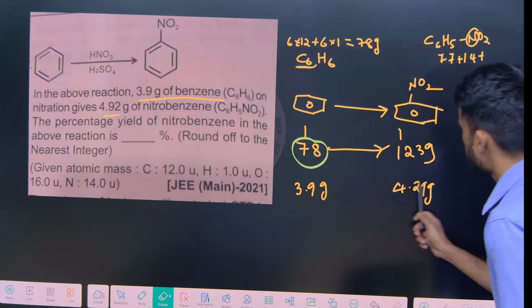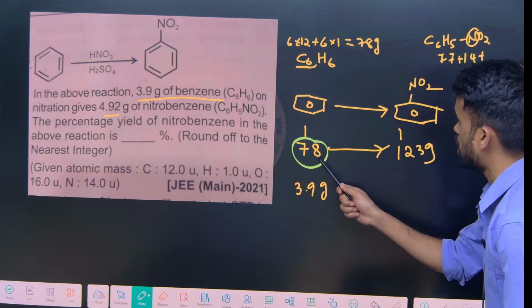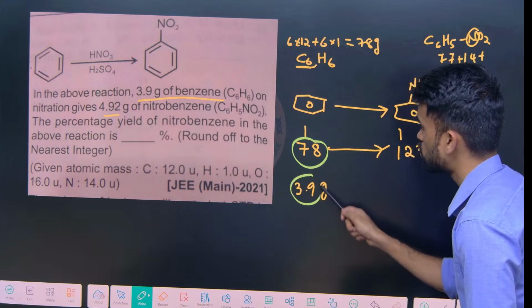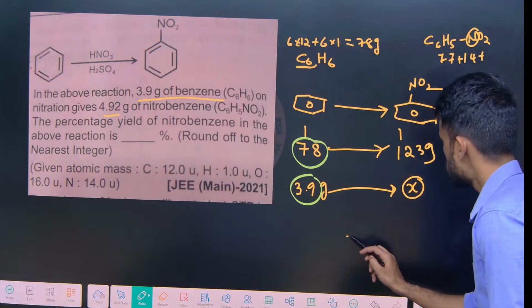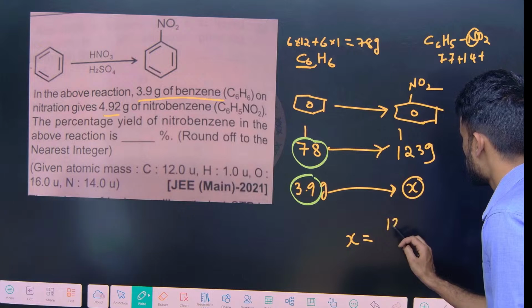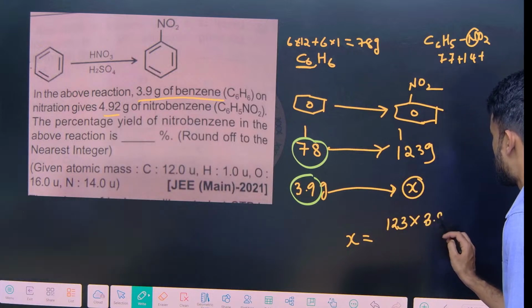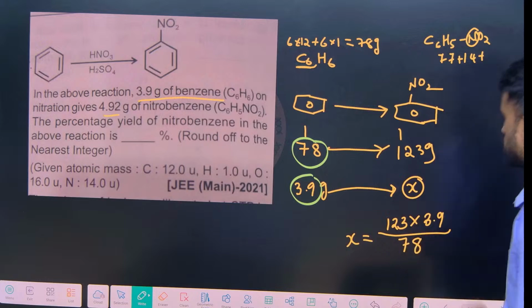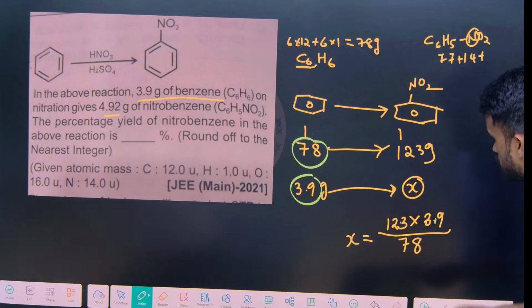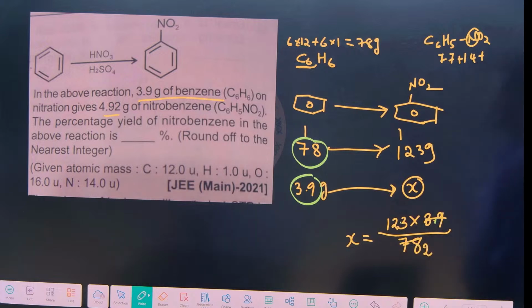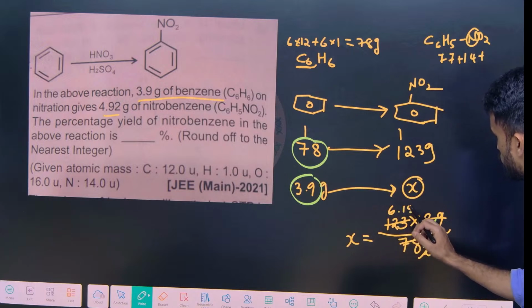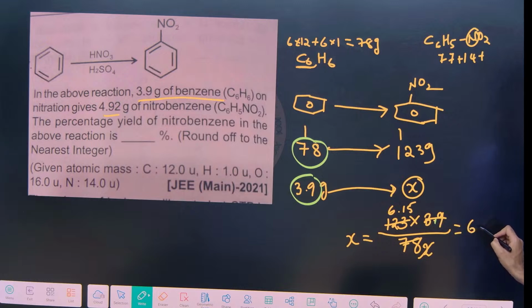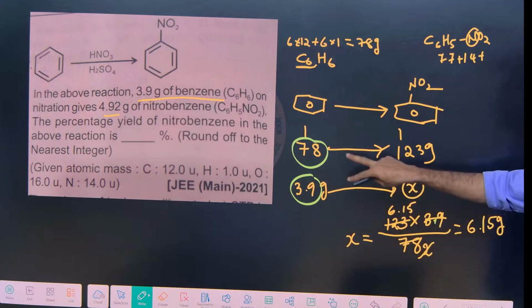See, if I take 78 grams, I am going to get 123 grams. If I only take 3.9 grams, what is the theoretical yield of this reaction? I should calculate that first. So X can be 123 into 3.9 divided by 78. I can write this as 12.3, 39 2s are 78, and this can be 6.15. So the theoretical yield is 6.15 grams, as per the balanced chemical equation.